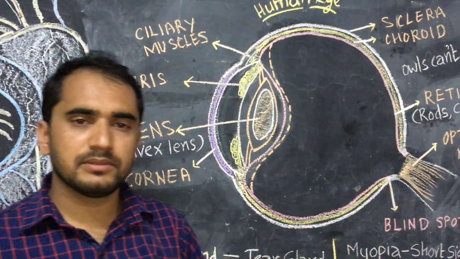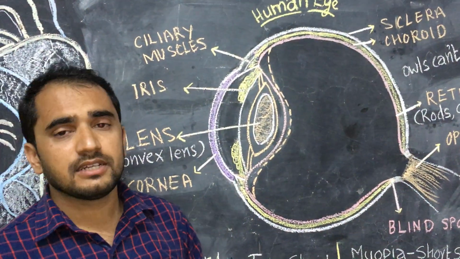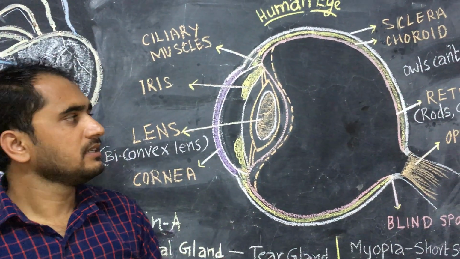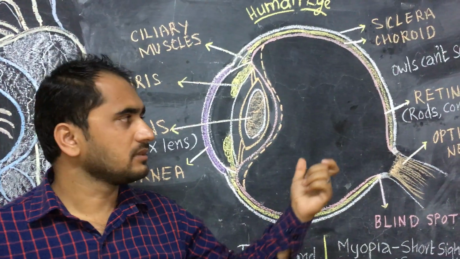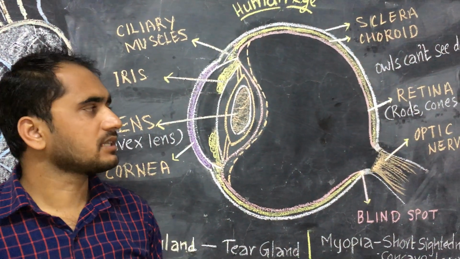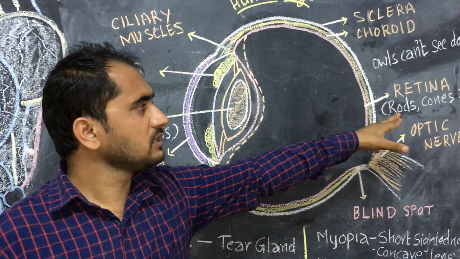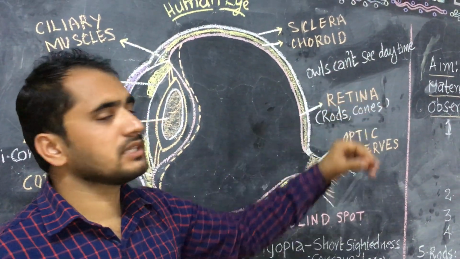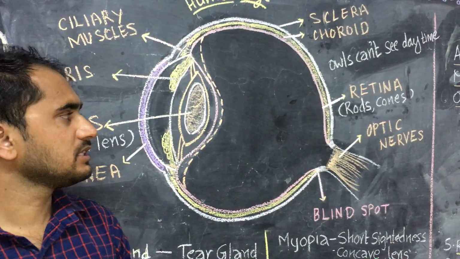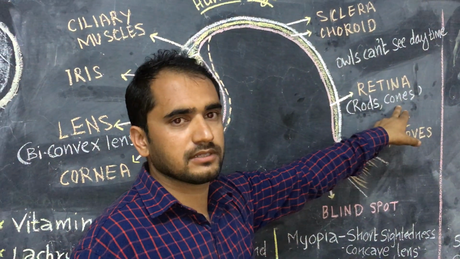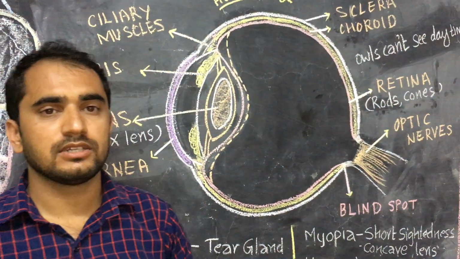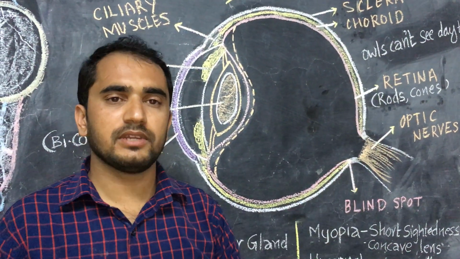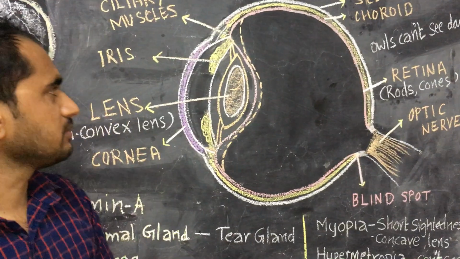Cones are the nerve cells present on the retina which are sensitive to bright light, and they are responsible for color identification, meaning color vision is only due to the presence of the cone cells. And here you can see owls can't see during the daytime, that is only due to the absence of cone cells which are present on the retina. This is a frequently asked question in many exams.